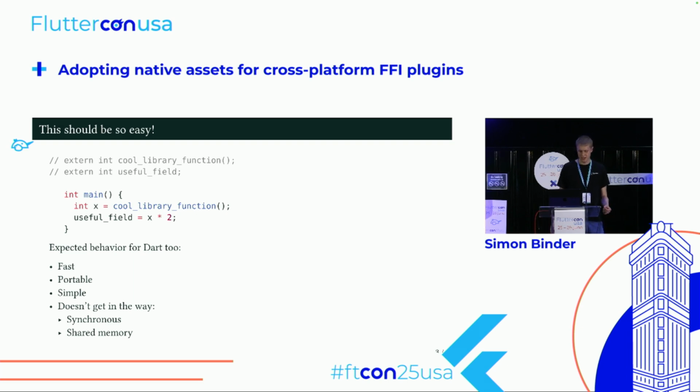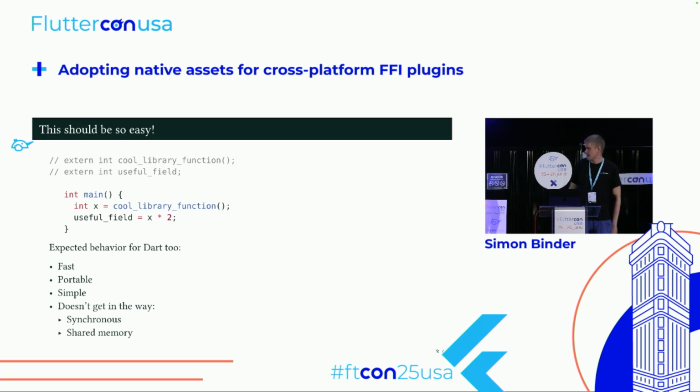And on a similar note, I want this to be simple, right? There shouldn't be any mental overhead that I would have to do in Dart that I don't have to do in C, right? I think Dart is a high-level language, and so it's a pretty reasonable assumption that everything that we do in Dart should at least be as simple as it is in C. And I also want this to not get in my way, right? So if the C call is synchronous, calling it from Dart should also be synchronous, right? It shouldn't be asynchronous for no reason.